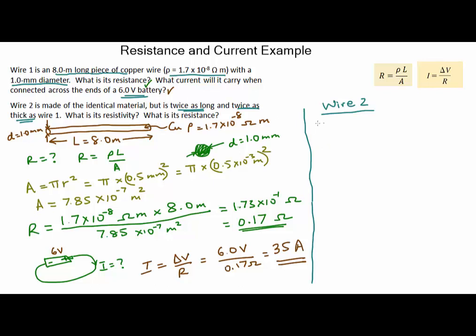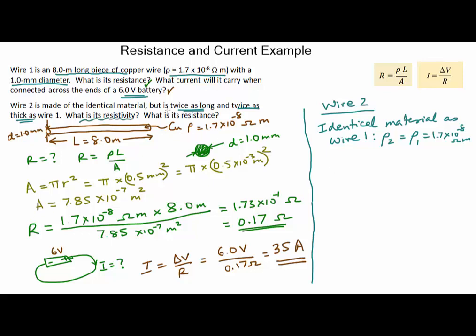And you'll remember that resistivity is the property of the material. It does not depend on the length or the cross-section area or anything else. It only depends on what the material is. And in this case, as the material is identical to wire 1, rho 2 will simply be equal to rho 1, and that would be 1.7 times 10 to the negative 8 ohm meter, as was given to us. So we've already answered the first question over here.